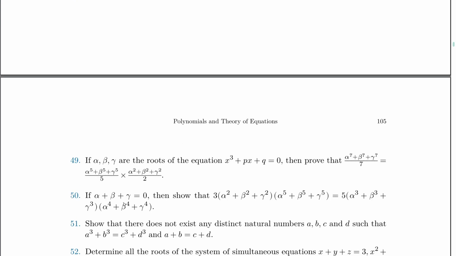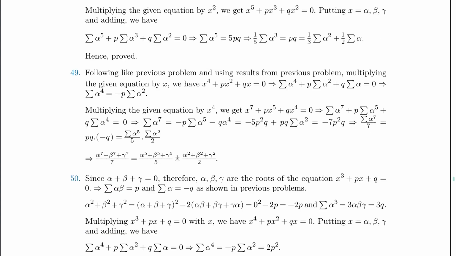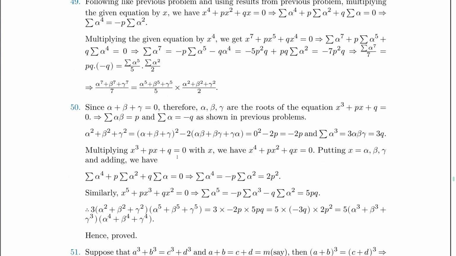Question 50 says that if alpha plus beta plus gamma is equal to 0, then show that (alpha square plus beta square plus gamma square) into (alpha to the power 5 plus beta to the power 5 plus gamma to the power 5) is equal to 5 into (alpha cube plus beta cube plus gamma cube) into (alpha to the power 4 plus beta to the power 4 plus gamma to the power 4). So we have alpha plus beta plus gamma is equal to 0.